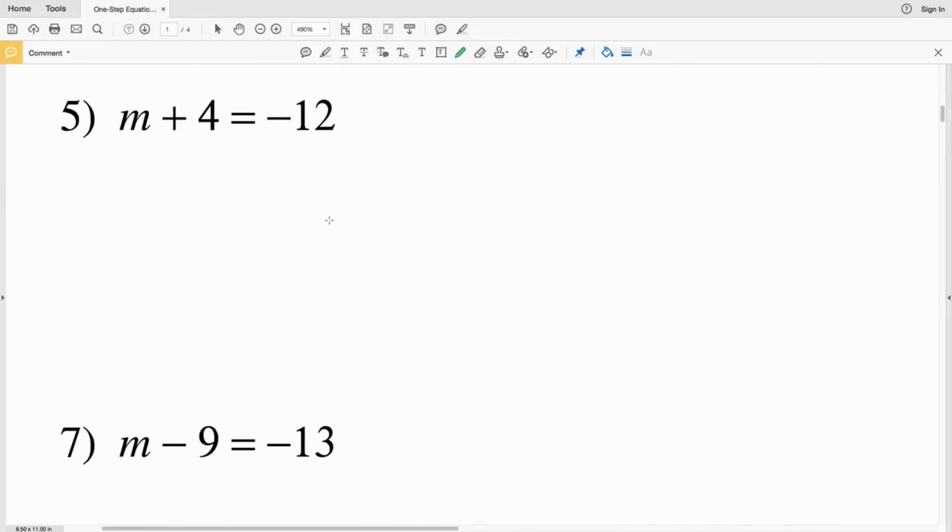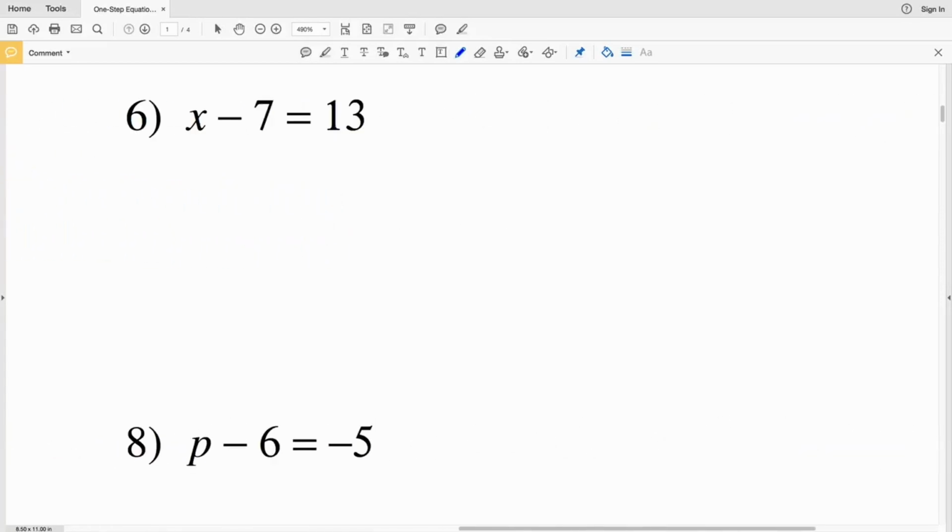For number 5, we have m plus 4 is equal to negative 12. We need to isolate the m, so we're going to subtract 4 from both sides, because whatever we do to the left, we do to the right, and vice versa. 4 minus 4 is going to leave us with 0, so we're left with m on the left-hand side, and negative 12 minus 4 is going to be a negative 16.